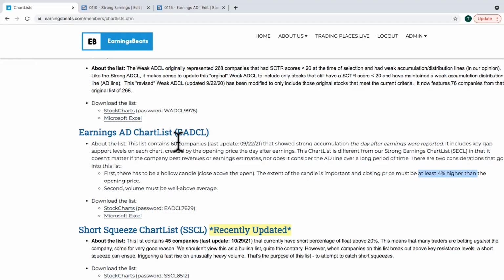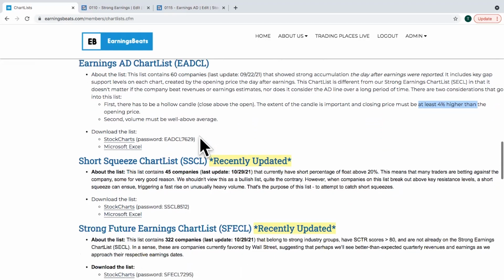And there were 60 of these that we updated last time in September. We'll be updating this again very soon as earnings continue to pour in. But this just gives us a better sense of companies that are showing the potential for very strong accumulation. Keep in mind that companies, when they report their earnings, typically have very heavy volume. So you're getting heavy volume, and then you're also getting intraday moves well above the open. That could be a recipe for strong accumulation. So we have our earnings AD chart list.